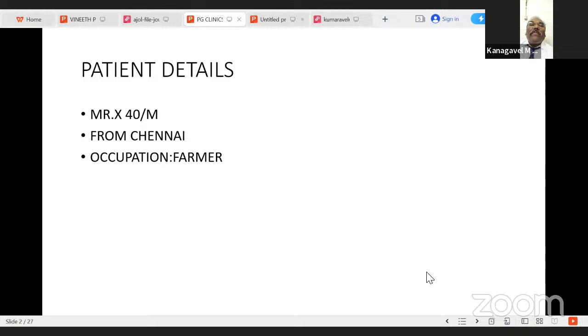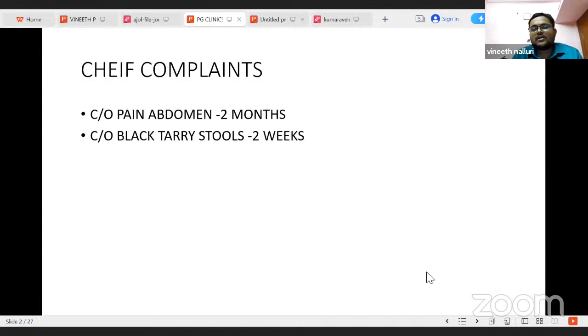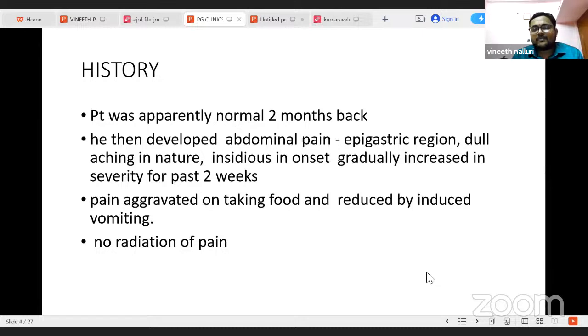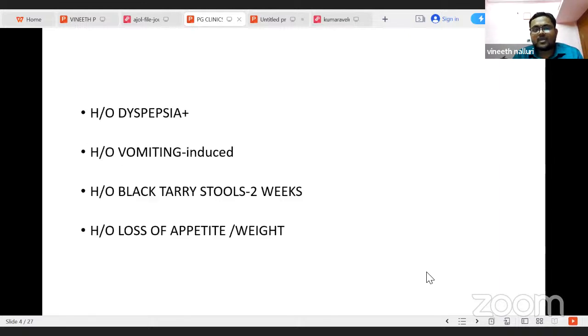Please go ahead. Mr. X, who is a 40 years male, hailing from Chennai, occupation farmer, came with the chief complaint of pain abdomen for 2 months and black tarry stools for 2 weeks. History of present illness: the patient was apparently normal 2 months back. Then he developed abdominal pain in the epigastric region, dull aching in nature, insidious in onset, gradually increased in severity for past 2 weeks. Pain aggravated on taking food and reduced by induced vomiting. There is no radiation of pain.